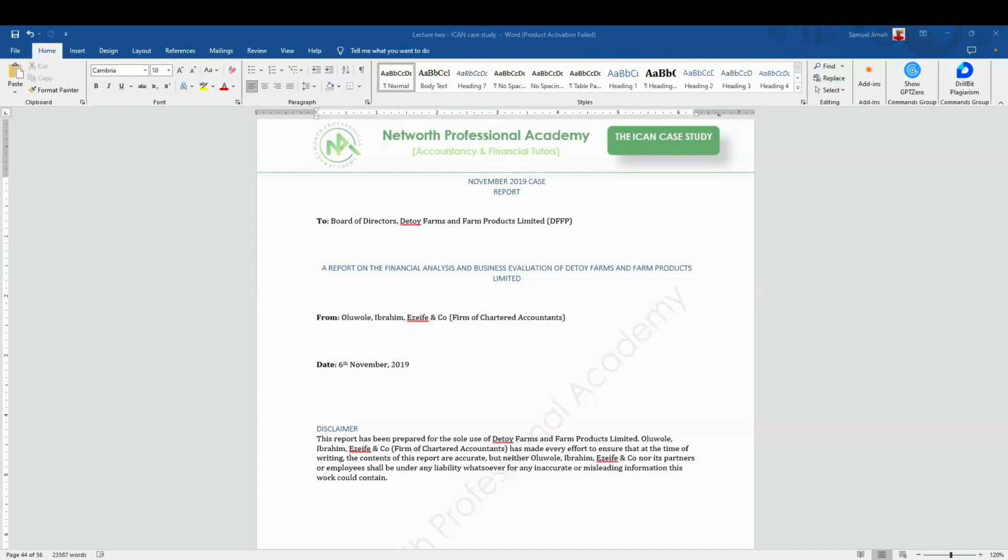Now we read the case, and today I want to demonstrate the steps in writing that report, using that November 2019 case.